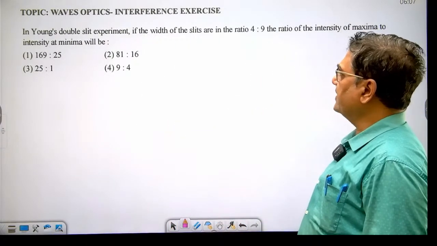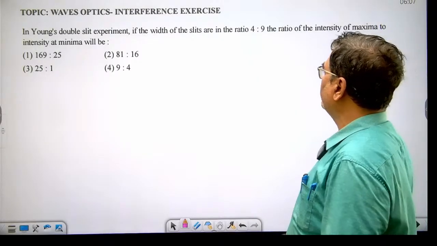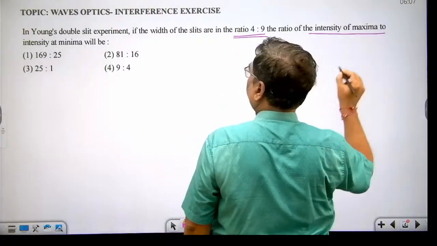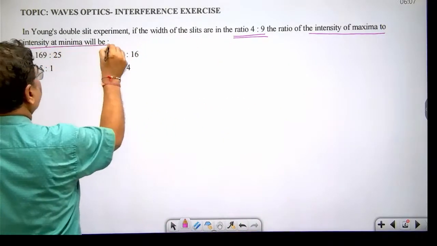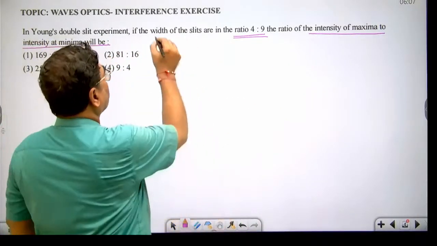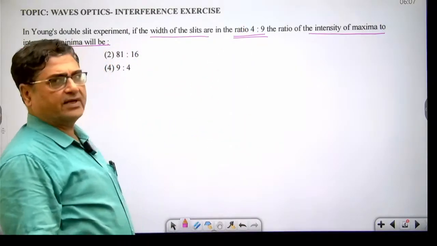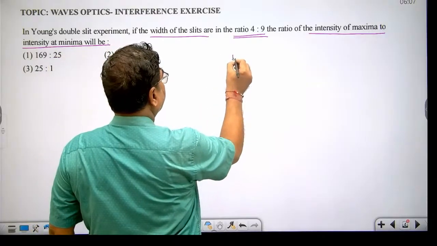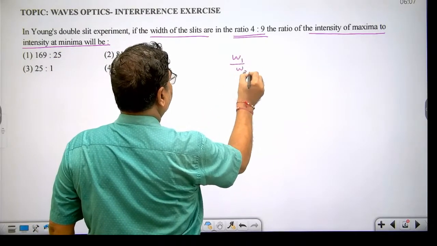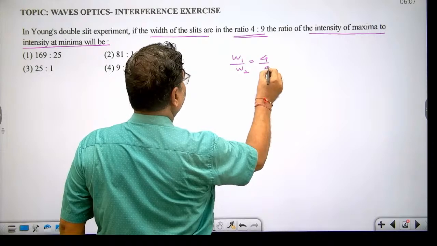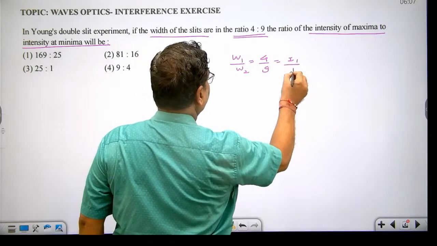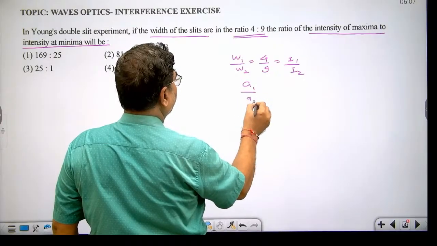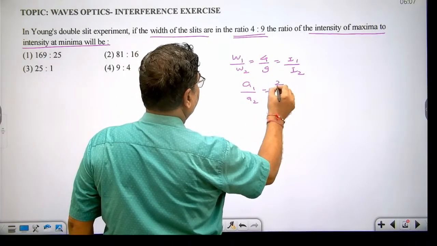In Young's double slit experiment, if the widths of the slits are in the ratio 4:9, then the ratio of intensity of maxima to intensity of minima will be? Dear student, in the question, the widths of the slits are given in a ratio. Intensity is directly proportional to slit width. W1 upon W2 is given as 4/9, which is equal to I1 upon I2. So A1 upon A2 will be equal to 2/3.